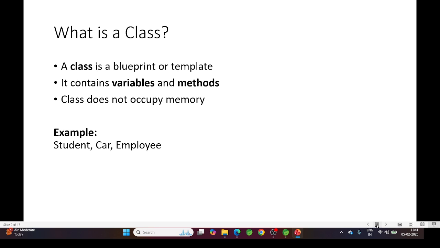First, let us understand what is a class. A class is the blueprint or template. It contains variables and methods. A class does not occupy memory. Memory is allocated only when we create an object. For example, student, car, employee.